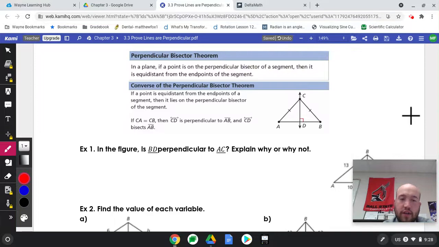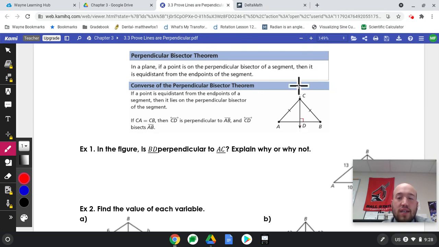All right, good morning. So today we are going to talk about how we can see if a line is perpendicular, and more specifically, if it's a perpendicular bisector. Okay, so if we look here, it says, in a plane, if a point is on the perpendicular bisector of a segment, then it is equidistant from the endpoints of the segment.